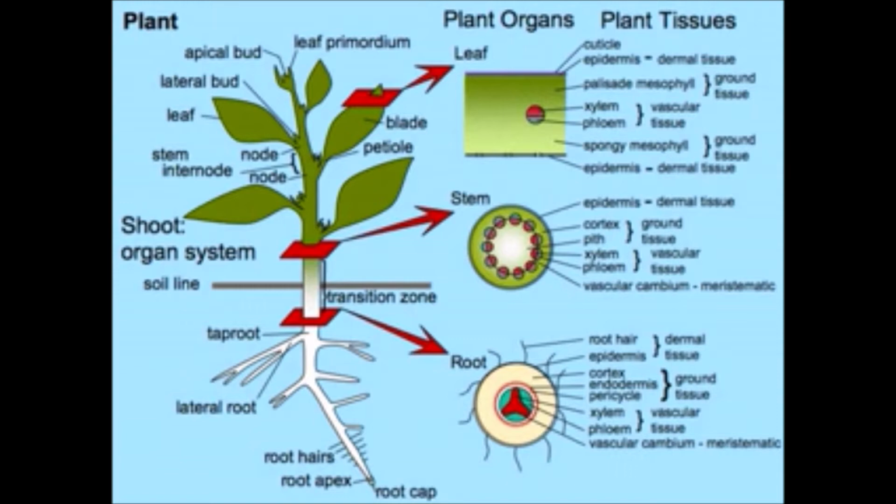You can go through a plant here. There is a shoot organ system where you have half under the ground and half above the ground. These are the plant organs, and you have plant tissues. The leaf has a tissue, the stem has a tissue and the root has a tissue.